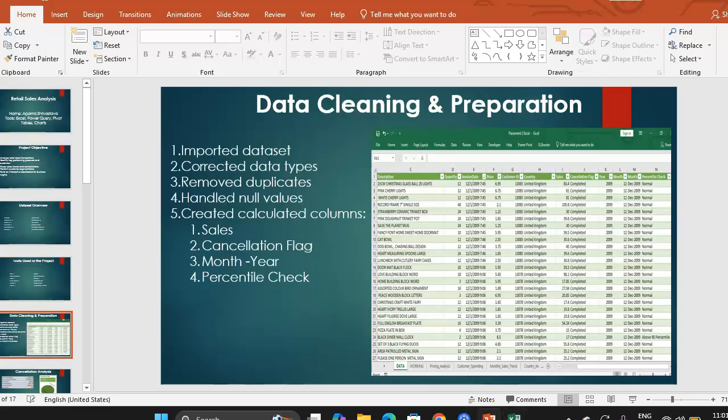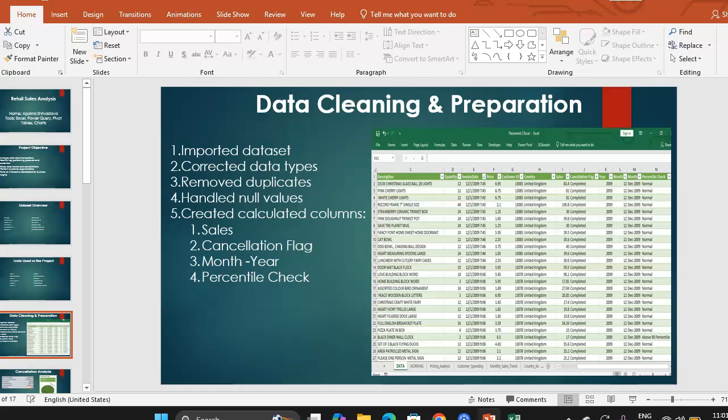Then data cleaning and preparation. Data cleaning is one of the most important steps in any analysis project. I imported the dataset first into Power Query and verified data types. For example, invoice date was converted into date time format, quantity was converted into whole number, and unit price was converted into decimal number. After that, in Excel, I checked for duplicate records. Duplicate records distort analysis results, so they were removed.